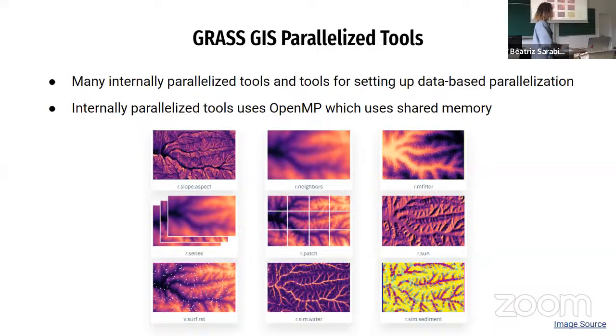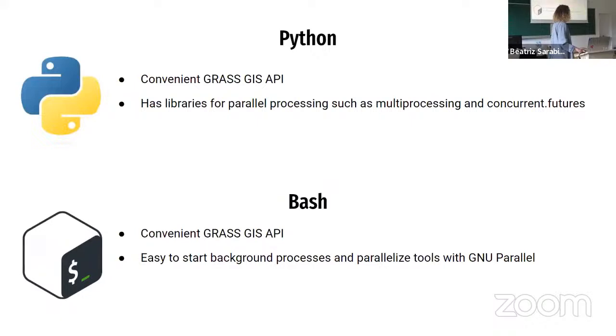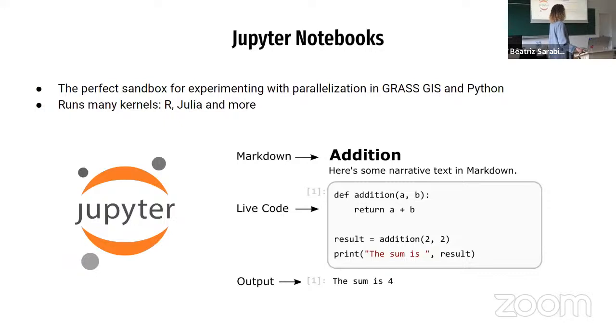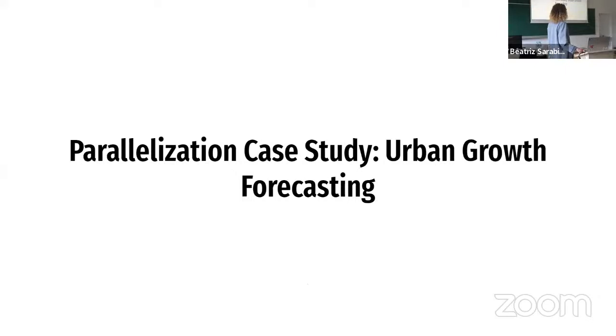And then finally, we're also using it because it has a lot of internally parallelized tools. So you just need to tell it how many cores you want your tool to use, and you'll make your work faster. Okay, and then we're going to use Python and Bash today, just because they do have convenient GRASS APIs, and they both have great parallelization libraries. And then we're going to run it in Jupyter Notebooks, which I was going to talk about, but we're all familiar with Jupyter Notebooks, which is great.